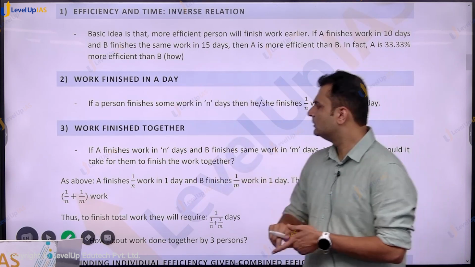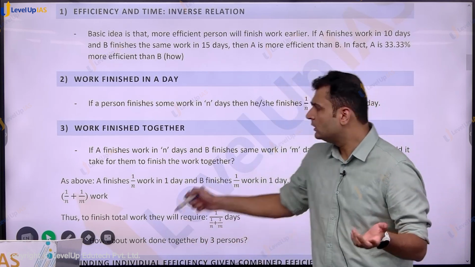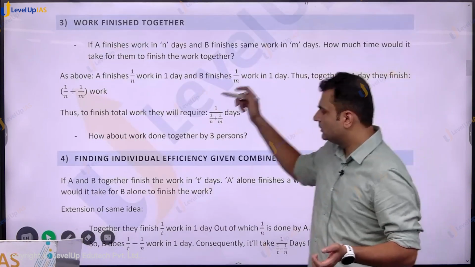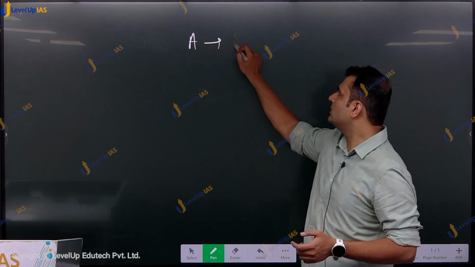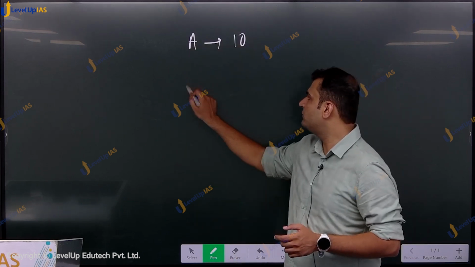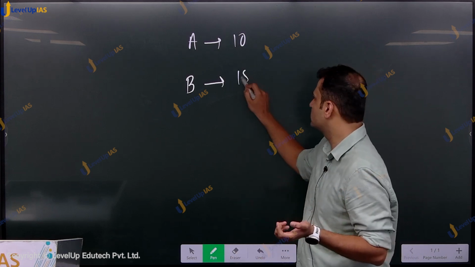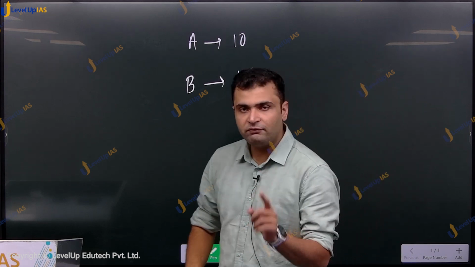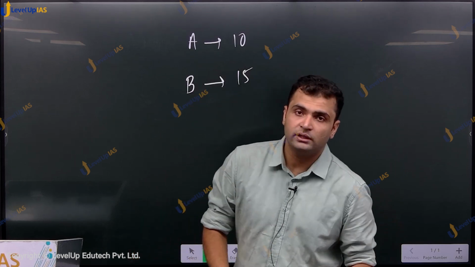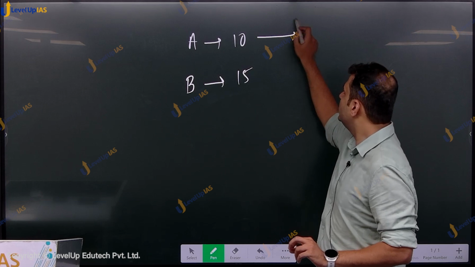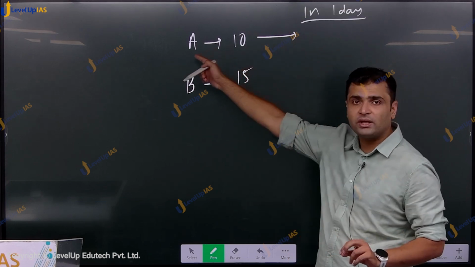Fine. Now there are questions where there are 2 or more people working together. So how will we do that? Here what we are given, let us say A finishes some work in 10 days. And B finishes some work in let us say 15 days. Same work. A finishes the entire work in 10 days, B finishes that same work in 15 days. Now, because of this, how much work will A do in one day?